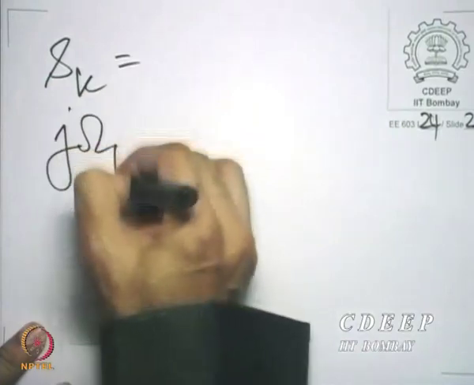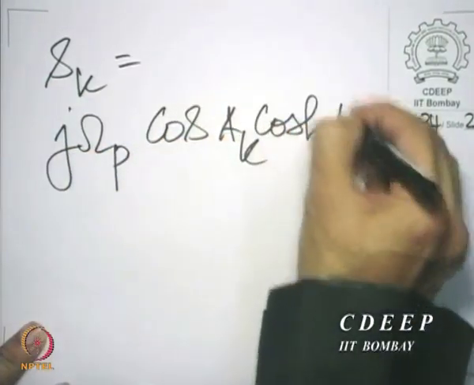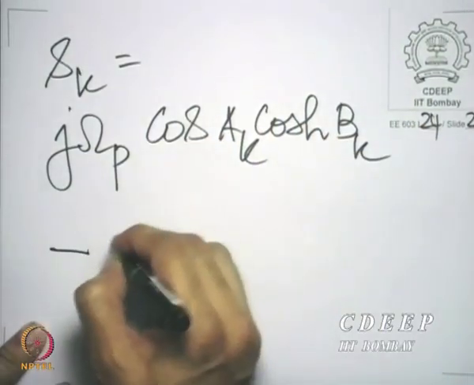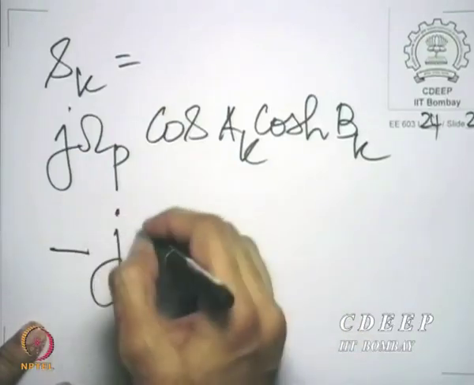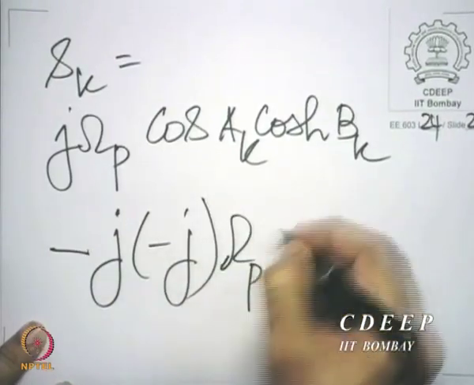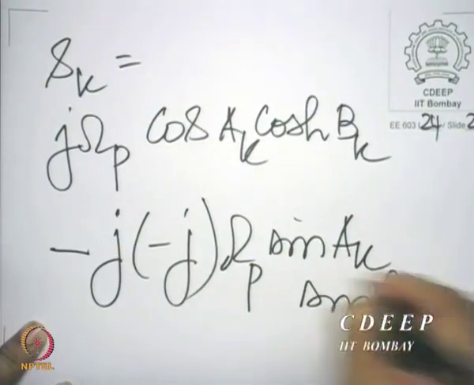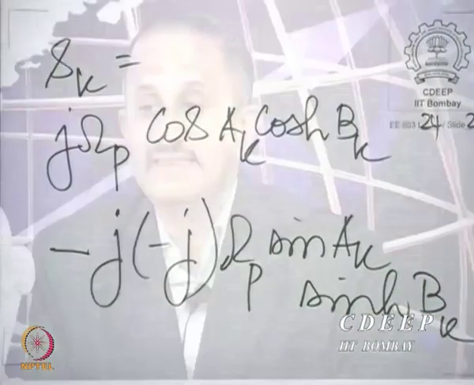s k is j omega p cos a k cosh b k minus j times, you see, minus j into minus j, omega p sin a k sinh b k. And once again remember, neither sinh b k nor cosh b k have anything to do with k.